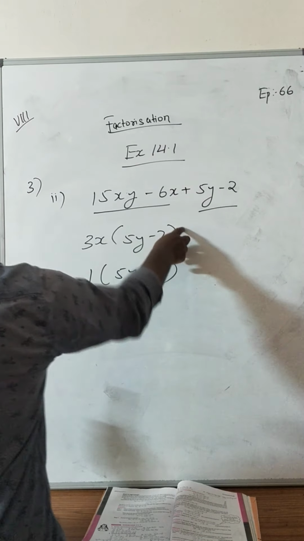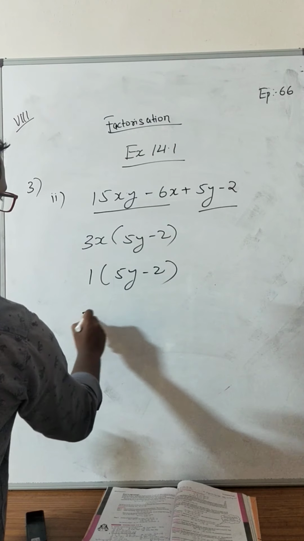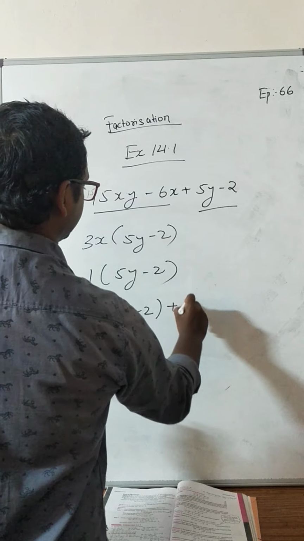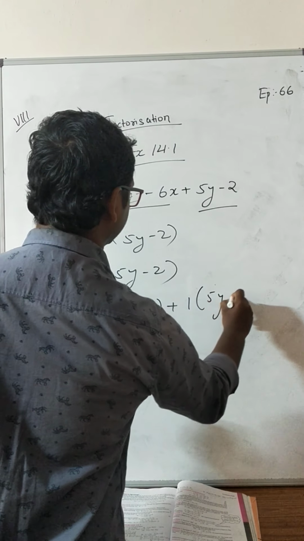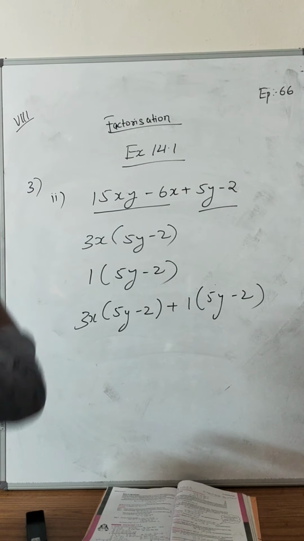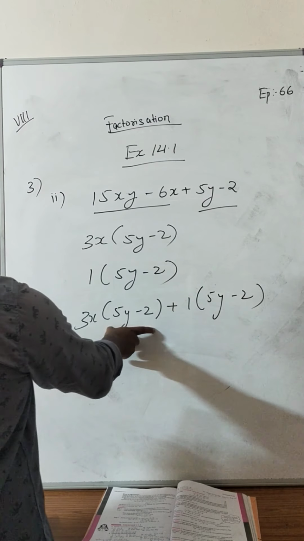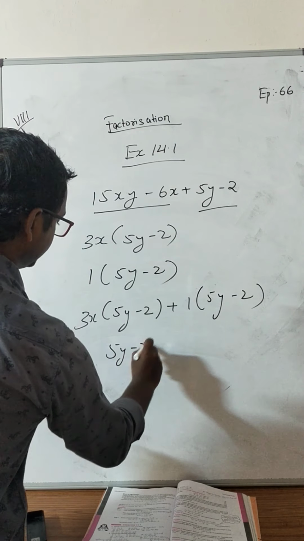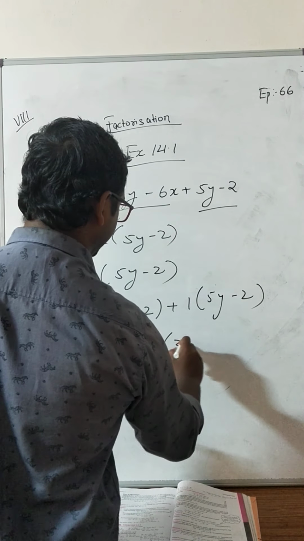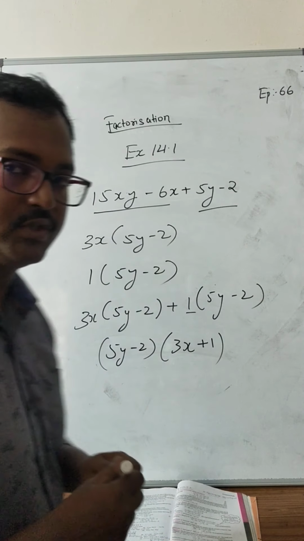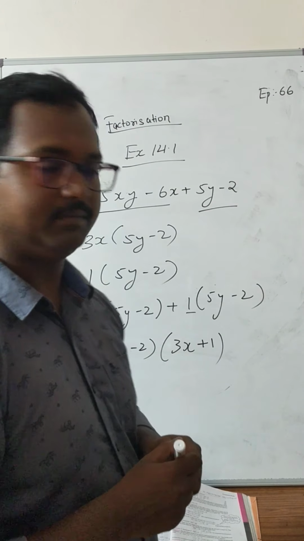Now let's bring these two together: 3x(5y minus 2) plus 1(5y minus 2). Okay, now see, 5y minus 2 is here also, and here also, so we will take 5y minus 2 as common, and we will be left with 3x here, and plus 1 here. So the final answer is (5y minus 2)(3x plus 1).